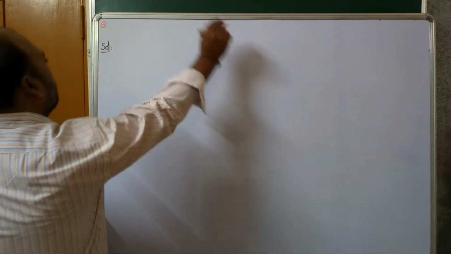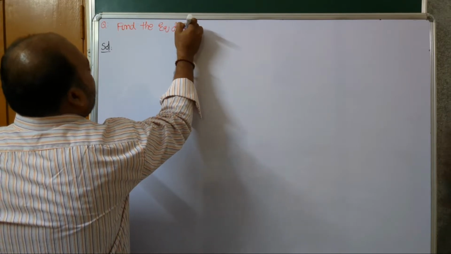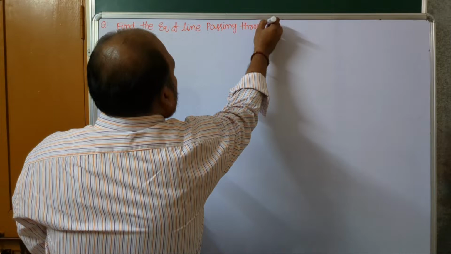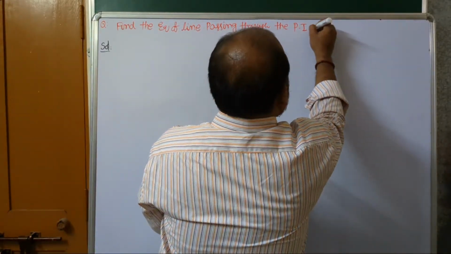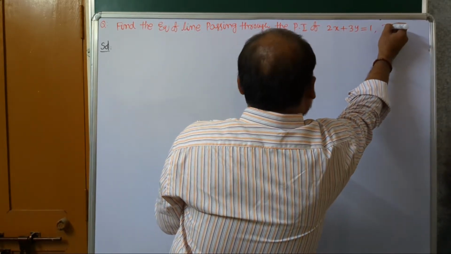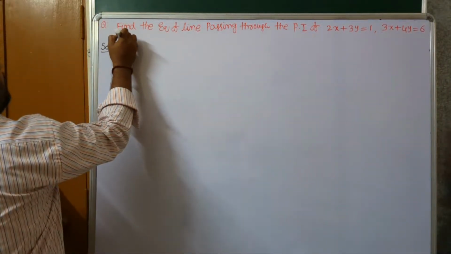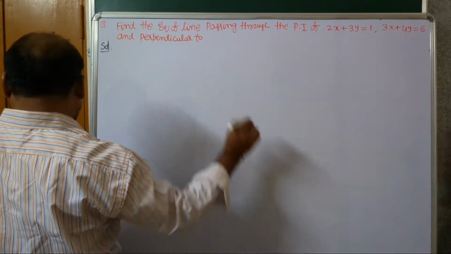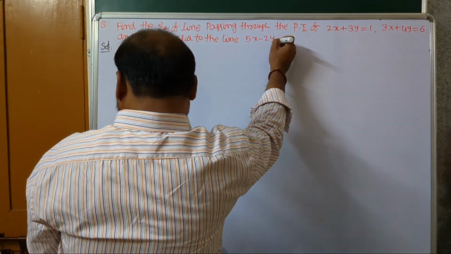Yeah, the next question. Find the equation of the line passing through the point of intersection (PI means point of intersection) of 2x plus 3y is equal to 1, 3x plus 4y is equal to 6, and perpendicular to the line 5x minus 2y is equal to 7.